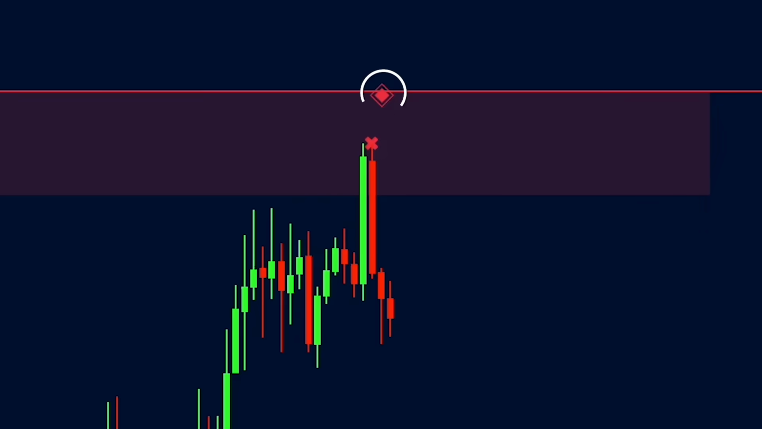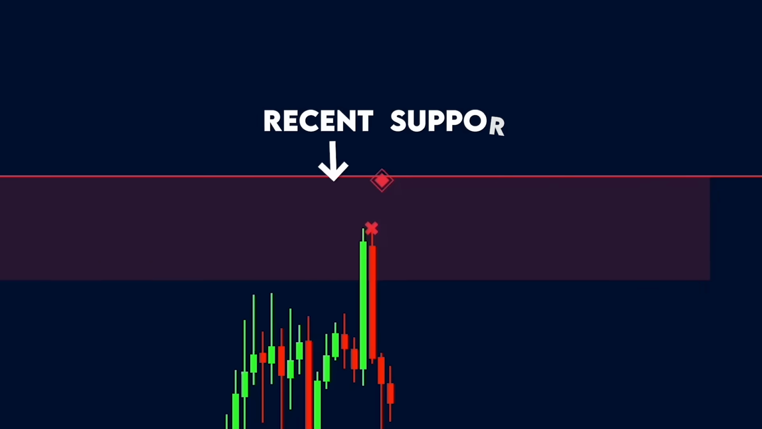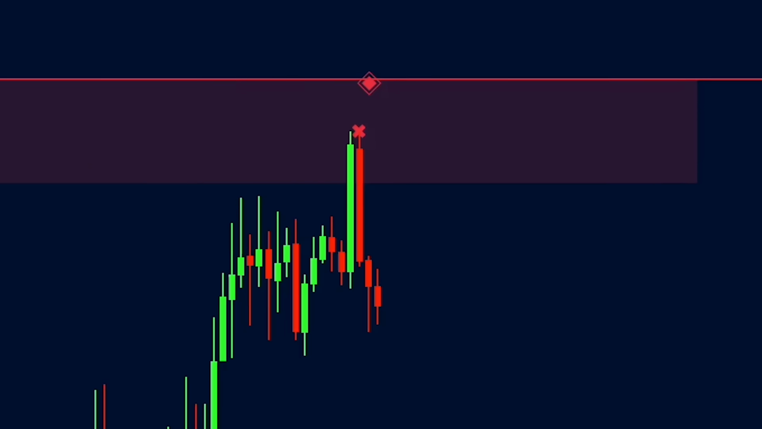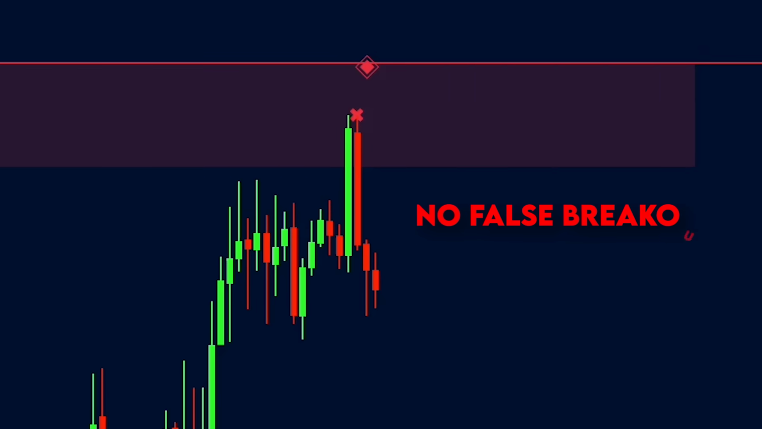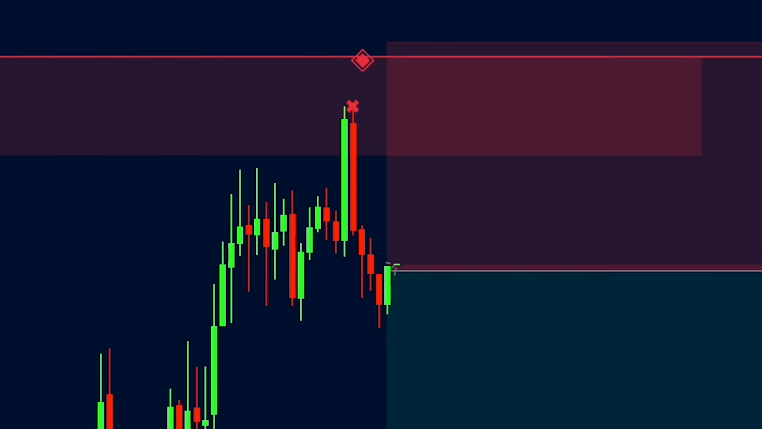Now, wait for the delayed breakout signal, which appears as red arrows below the broken support zone. Enter short positions only after the 2-bar confirmation period to prevent false breakout traps that catch retail traders.